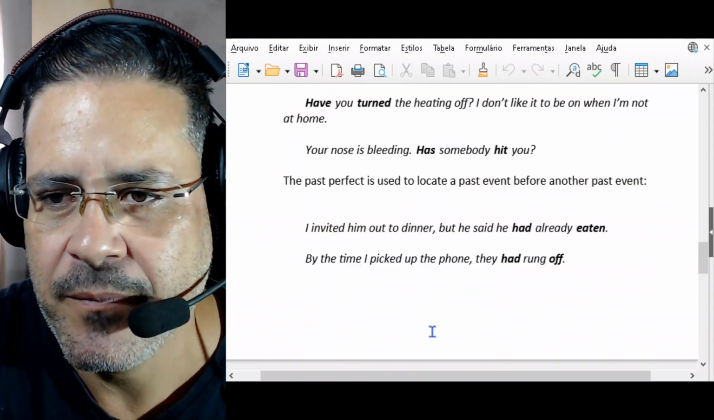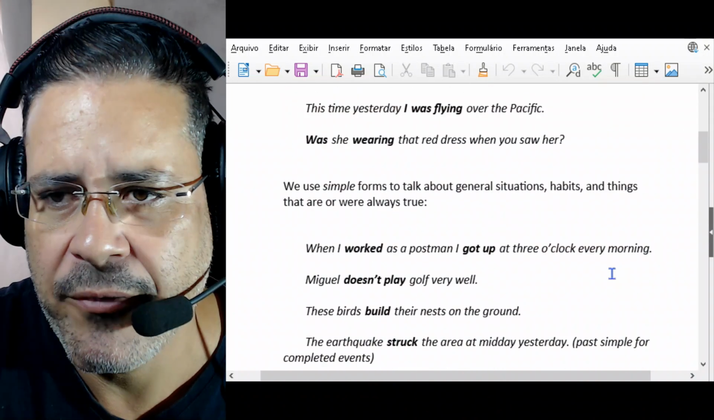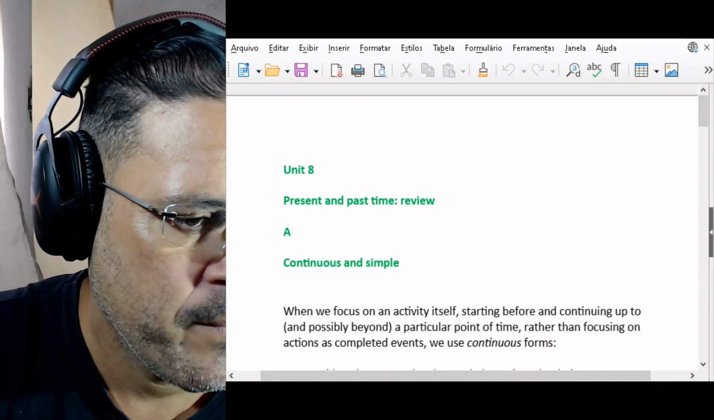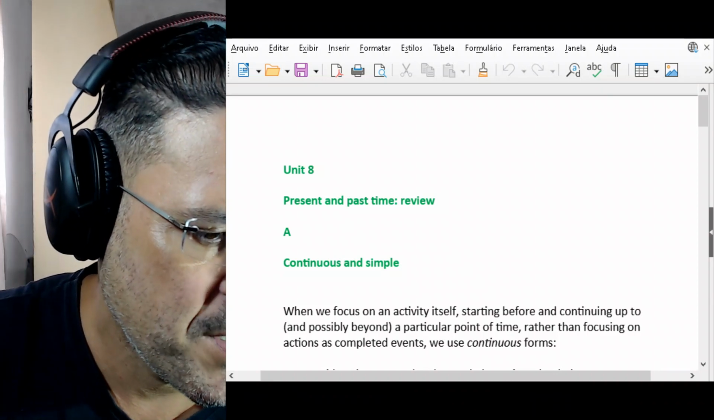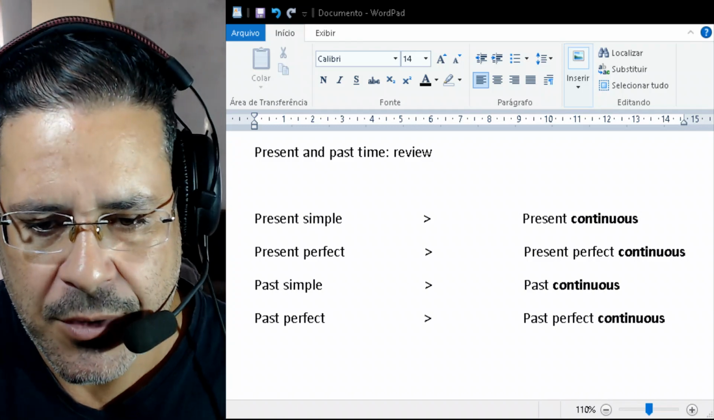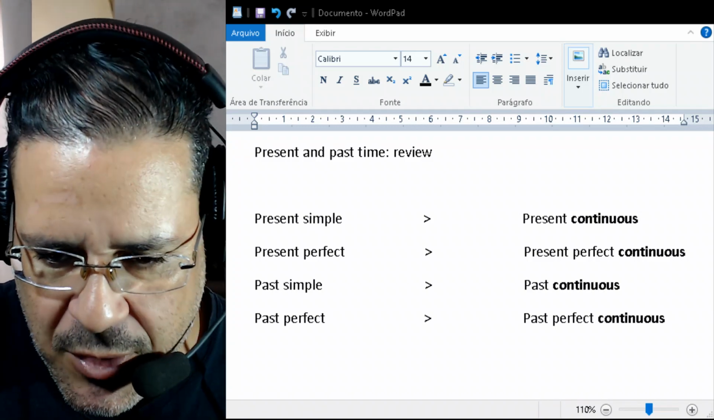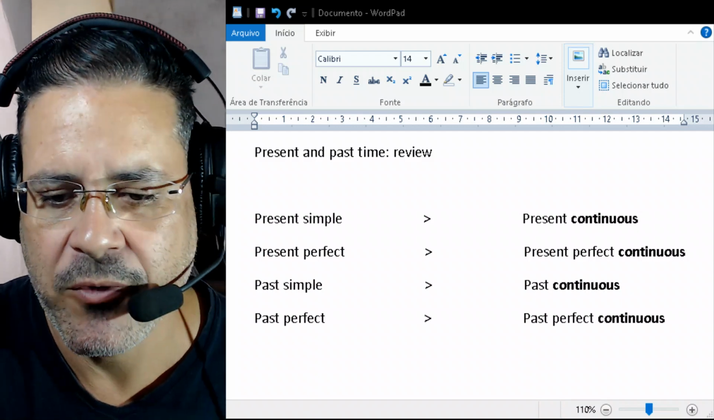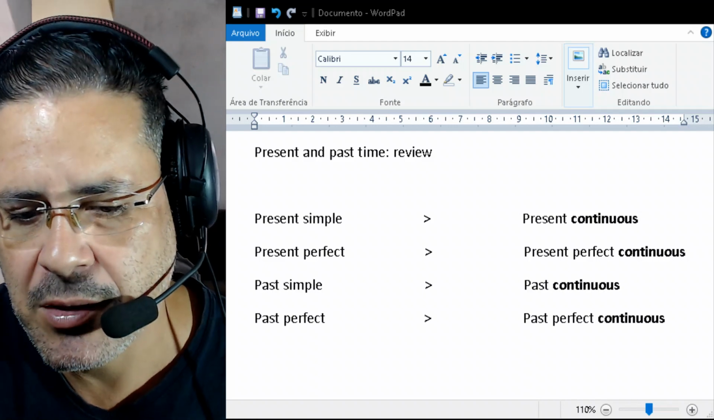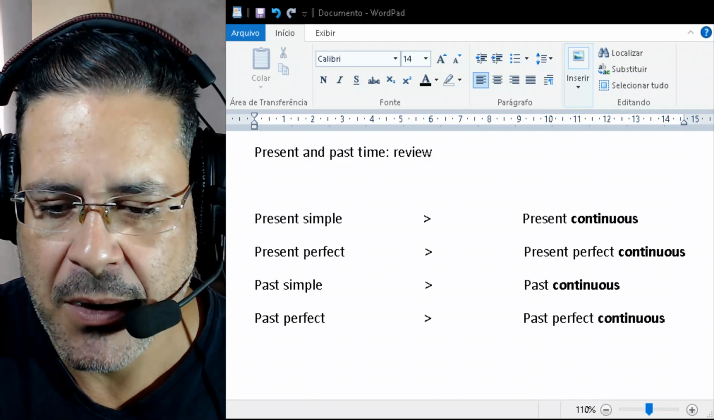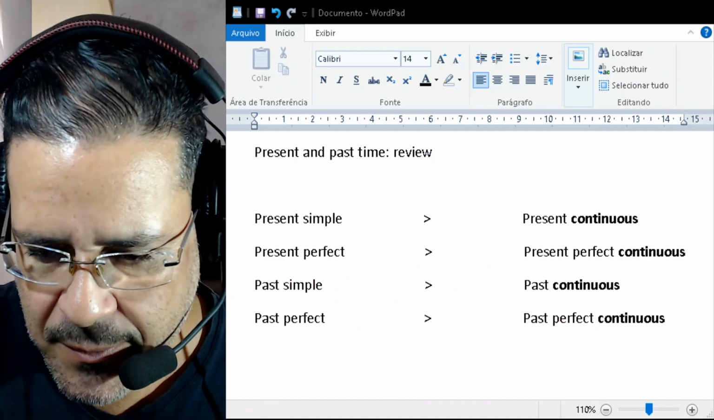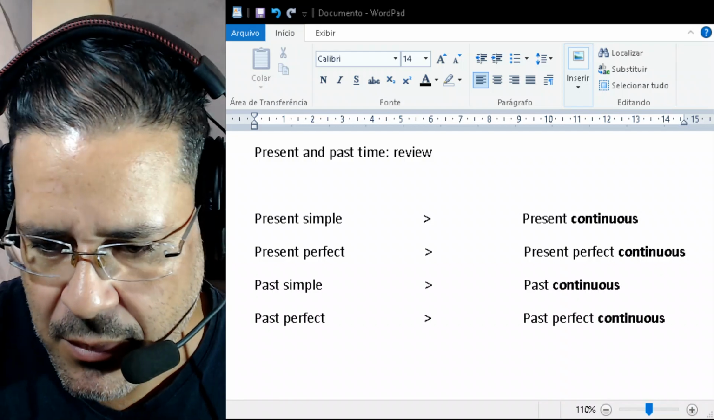Okay, this is the present and past time review. We talked about those important tenses in English, and just to make another review: for the present simple, we've got the present continuous. For the present perfect, we've got the present perfect continuous. For the past simple, the past continuous, and for the past perfect, the past perfect continuous. Basically, the corresponding ones are in the continuous form.